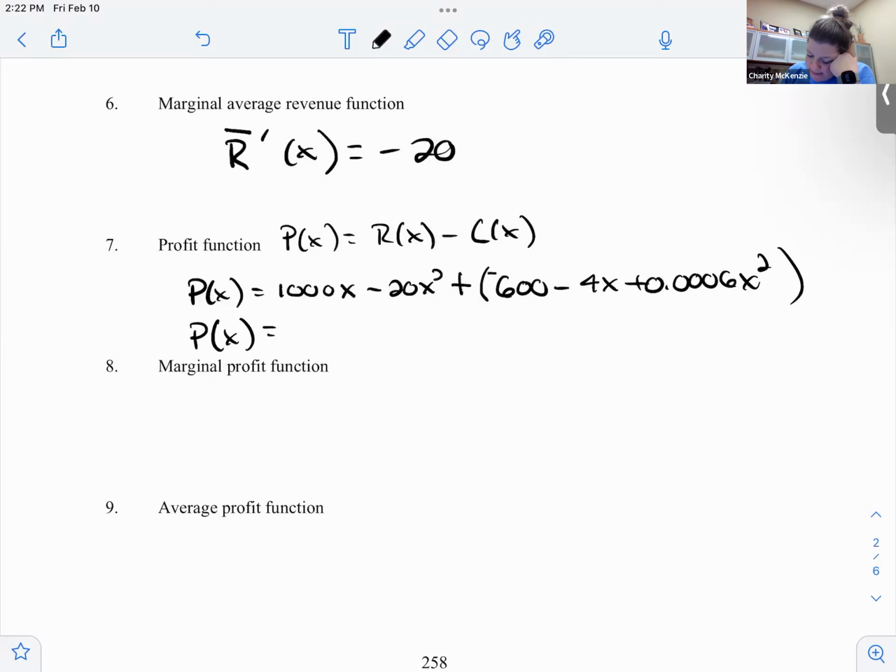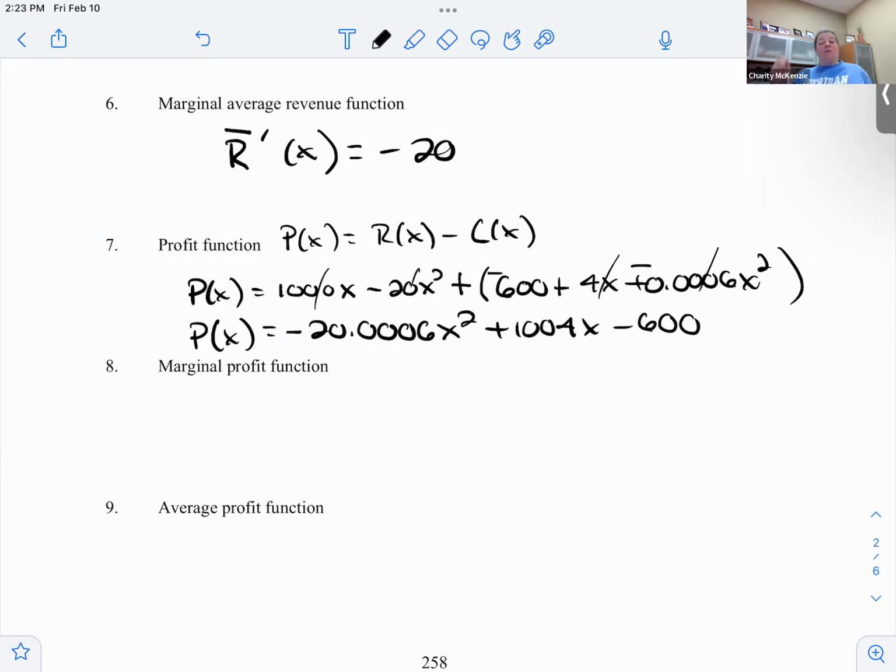This is going to become a plus, that becomes a negative, positive, negative. So our highest one are the squares. So what do we have? 20, right? And this ugly number minus it. They're both negative, so we're going to add those together. And so I get negative 20.0006 x squareds. Okay. And then our x terms, we have 1,000 and a 4. So 1,004 x's. And we've taken care of that one, that one, that one, that one. And then a minus 600. All right, so there's our profit function.